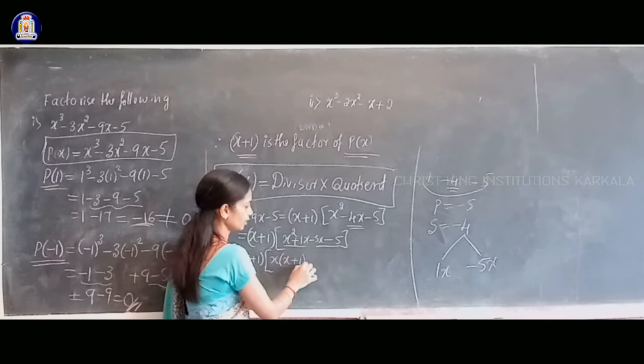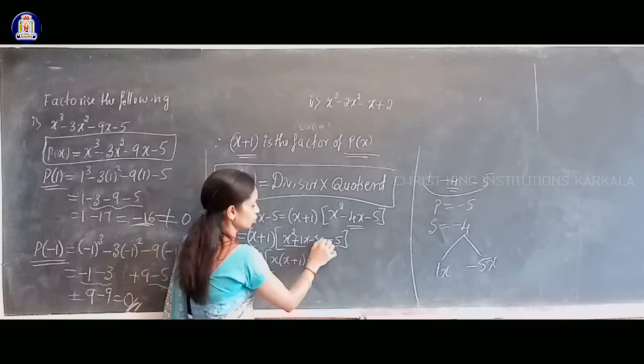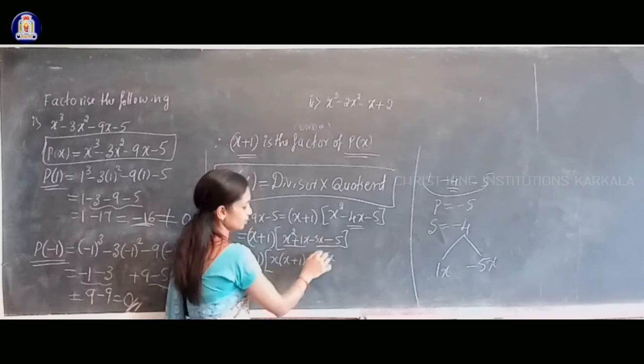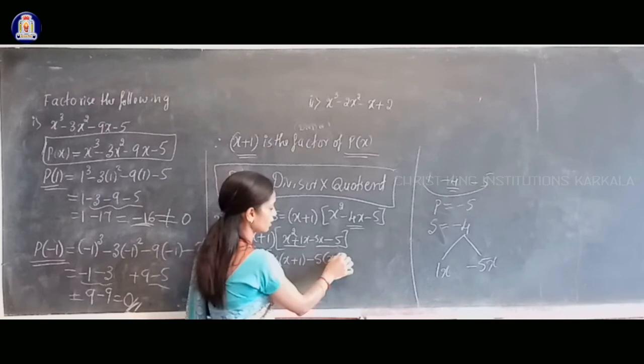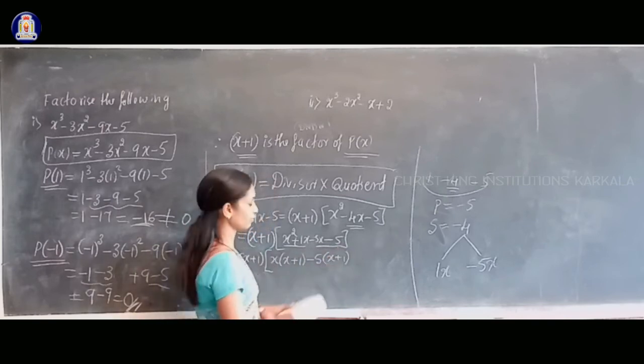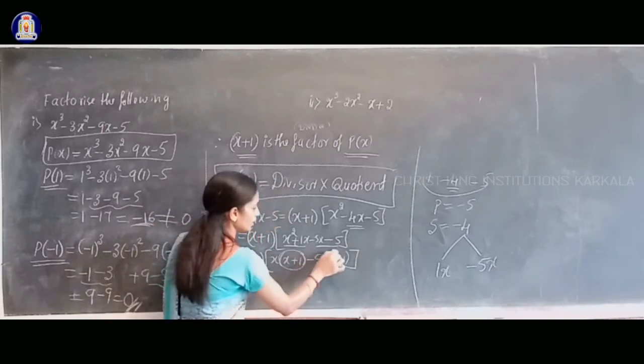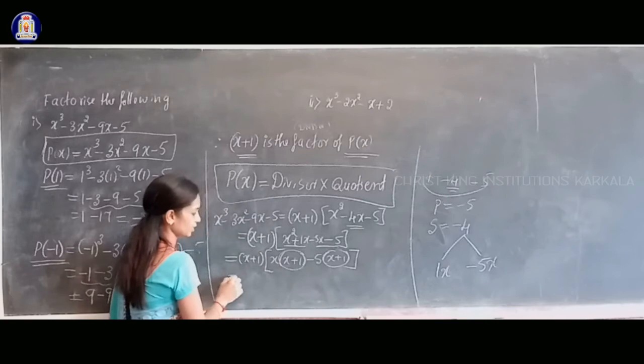So remaining is 1. Then here both are with minus sign, so take minus, and 5 is there as a common factor. 5 into remaining is x, and this minus we took out, so plus sign is left. And 5 we took out, so what is left? 1. If nothing is left, you have to write 1. Okay, then close the bracket.